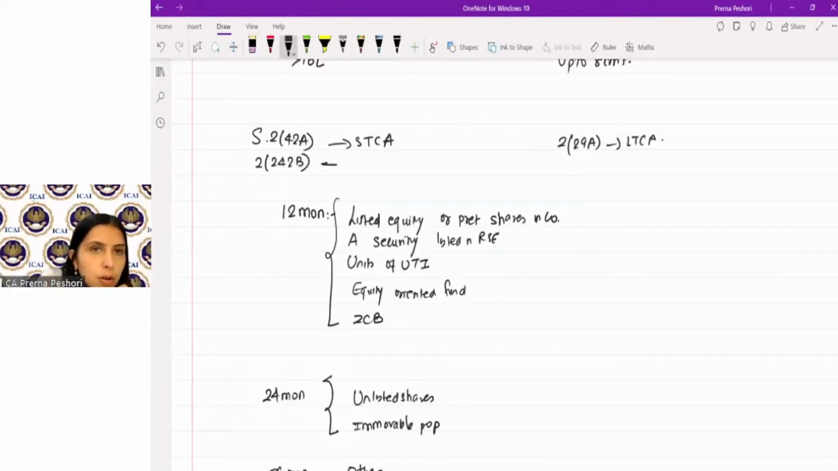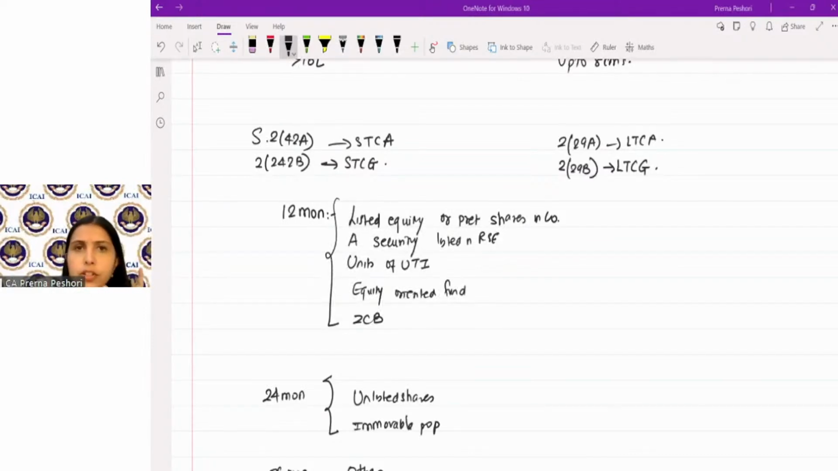So 242A talks about short-term capital asset and 242B talks about short-term capital gain, which is arising on the transfer of short-term capital asset. And 229B talks about long-term capital gain arising on the transfer of long-term capital asset. Clear? So these are the three holding periods we have for different asset categories. Clear? Once you have unlisted, all of that will be covered under the 36 months. Clear?